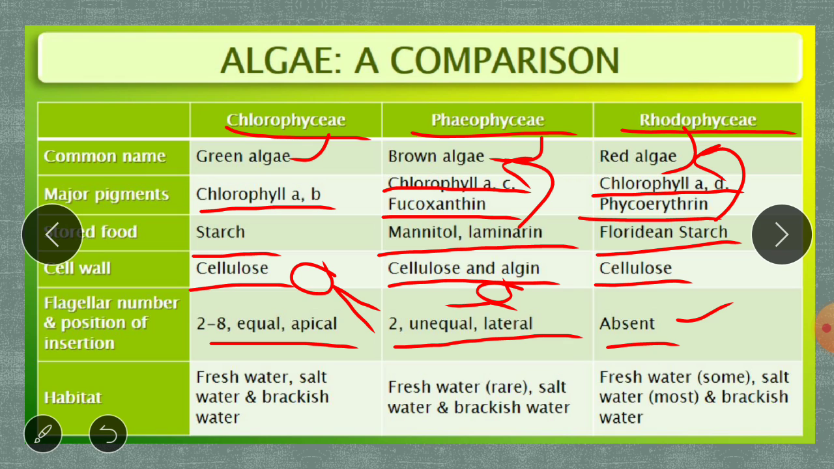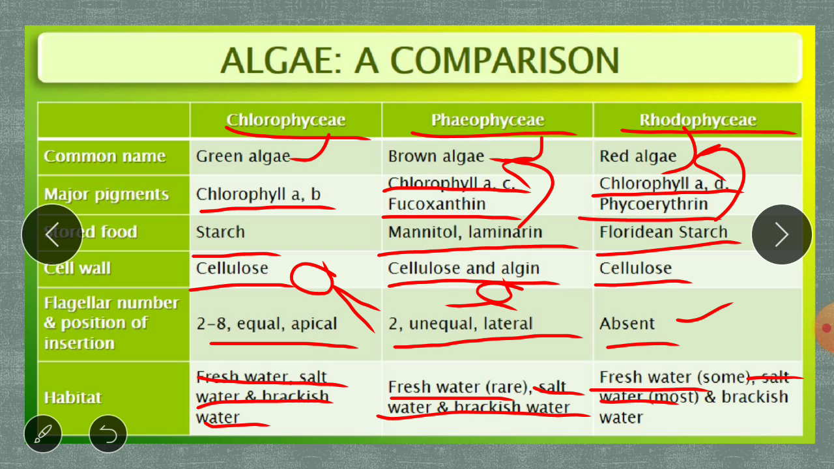Coming to where they are found, where is the habitat? Chlorophyceae are found in the fresh water as well as salt water, plus in the brackish water, means in the dark waters. In the Phaeophyceae, we can see they are found very rarely in fresh water, only mainly in the salt water and the brackish waters. Whereas the Rhodophyceae, some are going to be fresh water, but many of them are present only in the sea water, that is the salt water, and in the brackish waters.